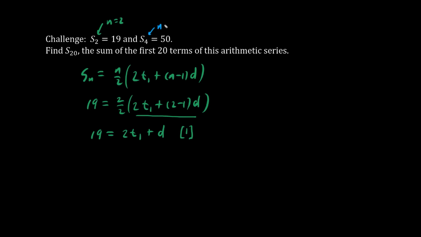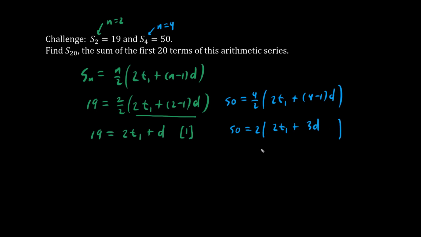Now let's focus on n equals 4. We have 50 equals n, which is 4 over 2, 2t1 plus n, which is 4 minus 1 d. Let's simplify. 50 equals 2 times 2t1 plus 3d, or 50 equals 4t1 plus 6d, using distribution. We'll call this equation number 2.